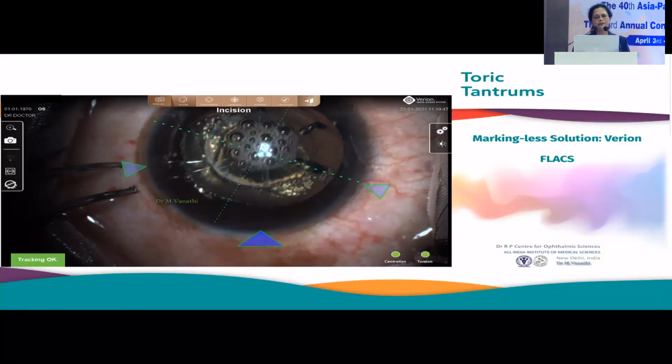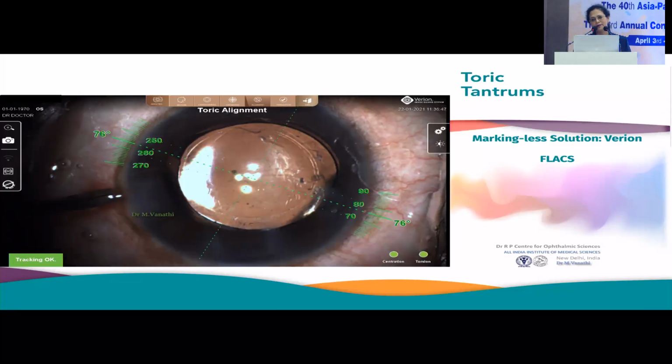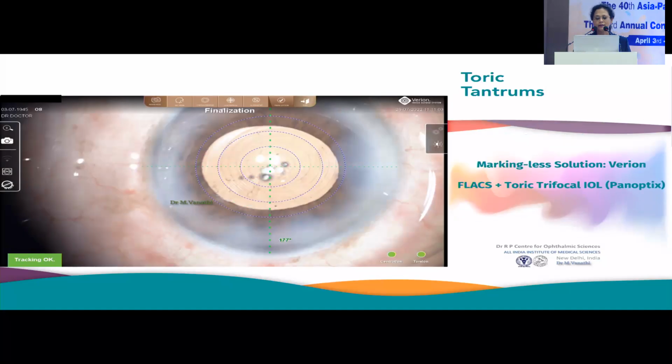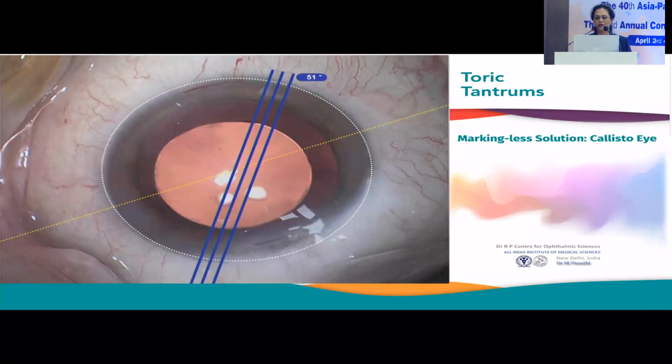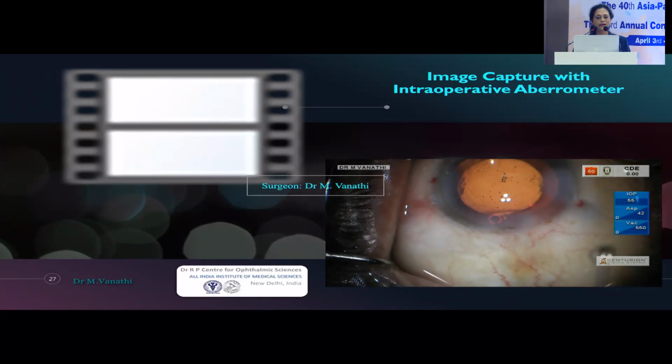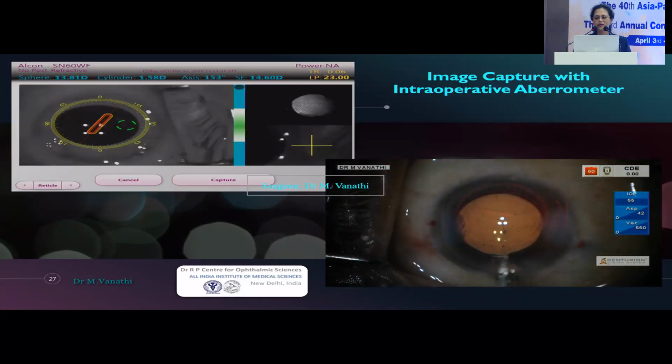You also have systems in the microscopes which will help you to gauge your astigmatism, and that is again another markerless solution. These are those markerless solutions of Verion, and now we also have these incorporated in femtosecond laser cataract surgery, the way you do your capsulorhexis, which marks the capsulorhexis margins, and then you can use it for placing your IOLs here.